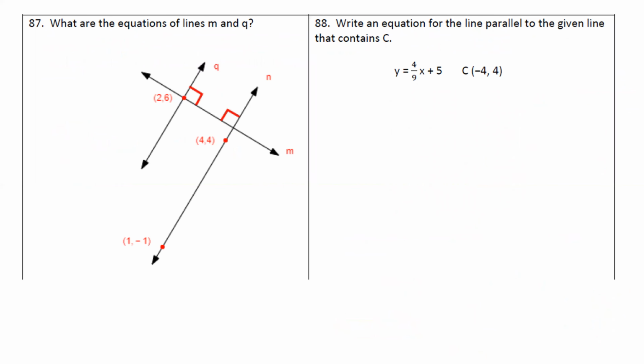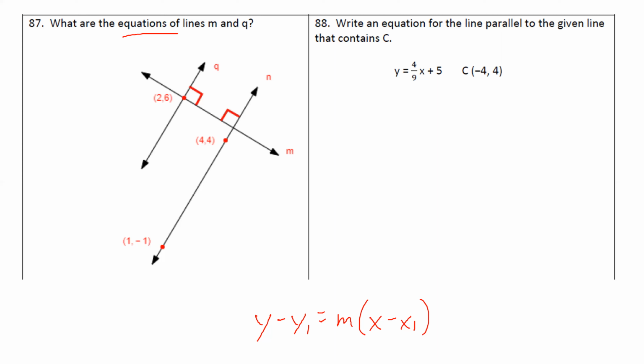On 87, all right, we have a couple lines. They want us to write the equation of a line for this. And for both of these problems that we're going to be doing on this page, we can use point slope form of a line. Now, point slope form is one of the equations that they're giving to you on your reference sheet. So that is y minus y1 equals m times x minus x1.